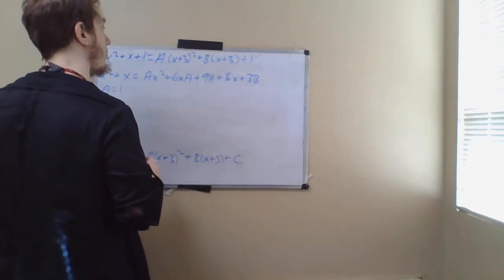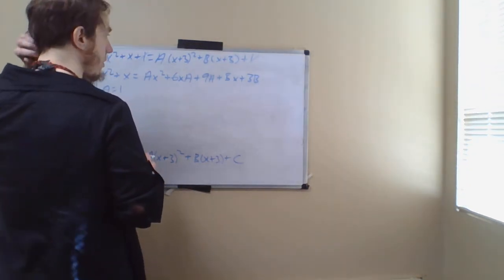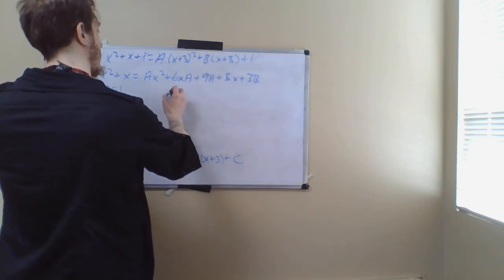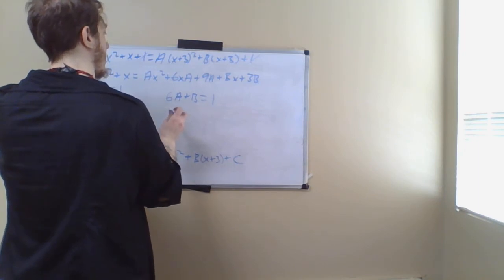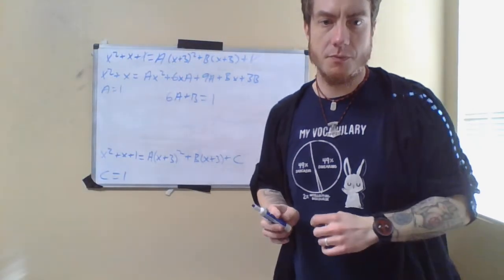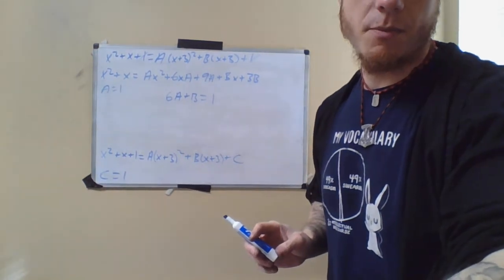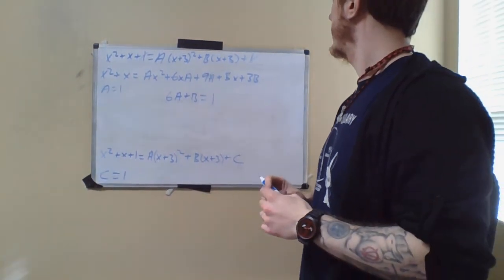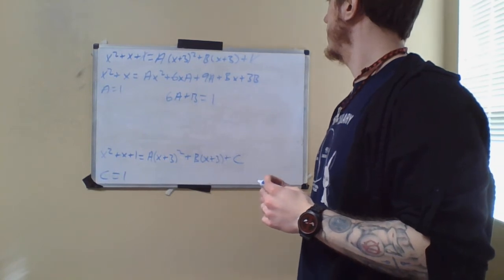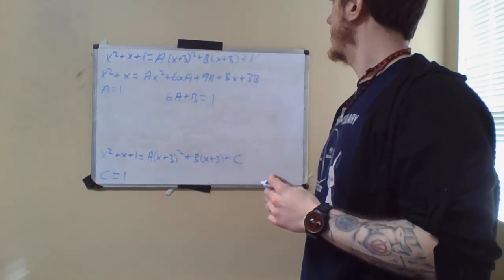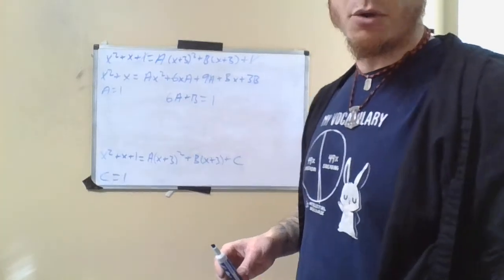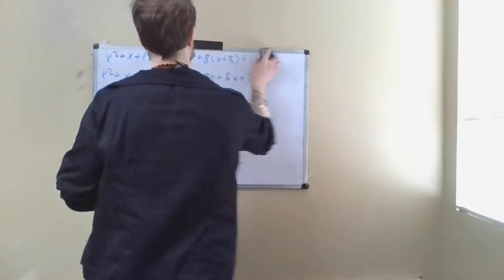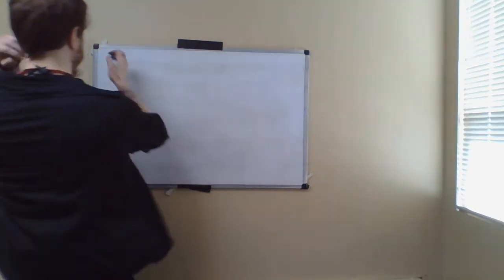Now, I have a bit of a problem here because I also have that 6A plus B must be equal to 1. But then, sorry, give me just a second here. I know what's been confusing me. Let's back up a moment. I did this incorrectly at the start. Let me go back to the original problem here and fix this for you.